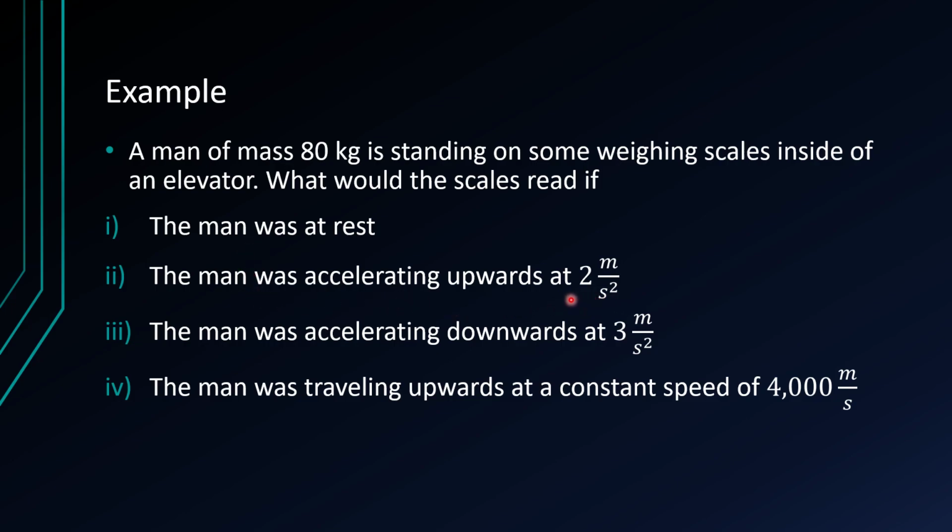secondly, if the man is accelerating upwards at 2 meters per second squared, the third one is if the man is accelerating downwards at 3 meters per second squared, and lastly, if the man is traveling upwards at a constant speed of 4,000 meters per second. So go ahead and try these problems yourself, and when you're ready, come back for the solution.